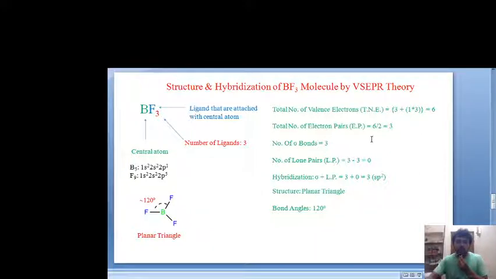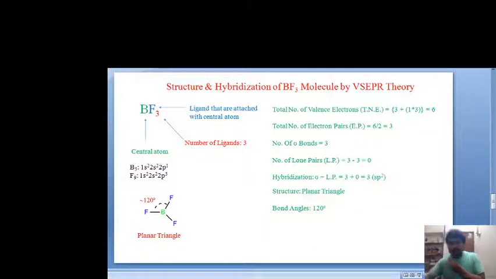The total number of electron pairs is equal to 3, and the number of sigma bonds is always equal to the number of ligands, that is 3. The number of lone pairs is zero, as all the electron pairs go to the sigma bonds. Hybridization is the sum of sigma bonds plus lone pairs, that is equal to 3. So the hybridization is sp2, and the structure is a planar triangle as explained by VSEPR theory, and the bond angle is the idealized 120 degrees.